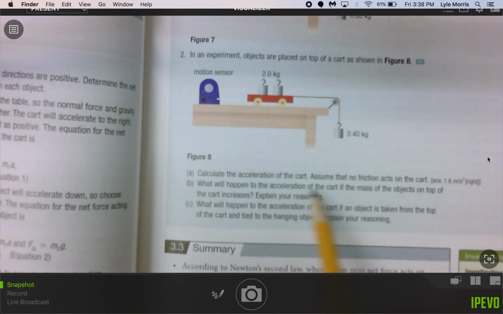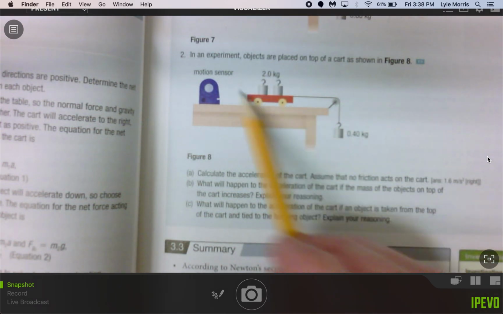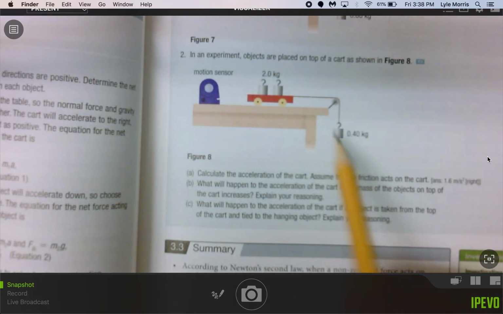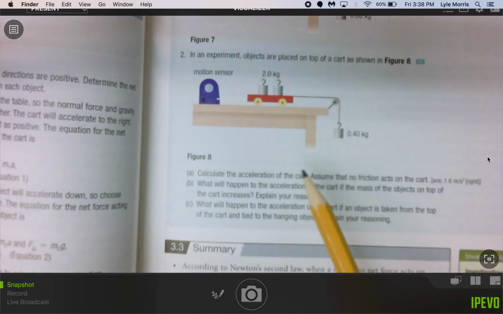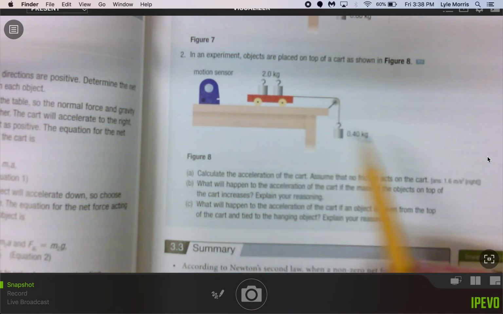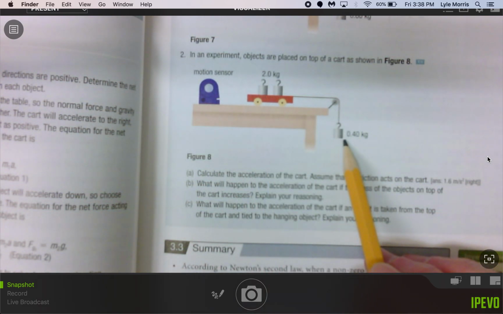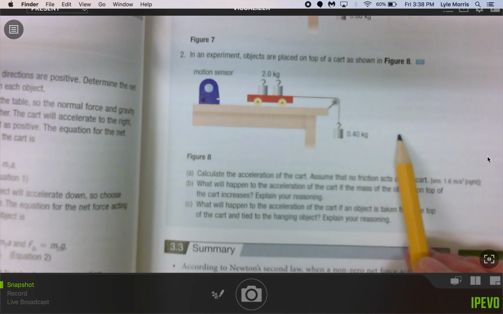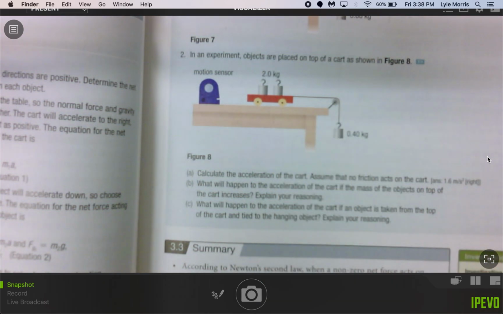So what will happen to the acceleration of the cart if the mass on the object increases? The acceleration will slow down. What will happen to the acceleration of the cart if the object is taken from the top of the cart and tied to the hanging object? So we take this mass and put it over here. Well, this thing's going to fly off the table. Someone's going to get hurt. That's what's going to happen if they move the mass from there to there, because not only are you decreasing the mass here, you are increasing the force. Instead of 0.4 times 9.8, you're going to have 2.4 times 9.8.